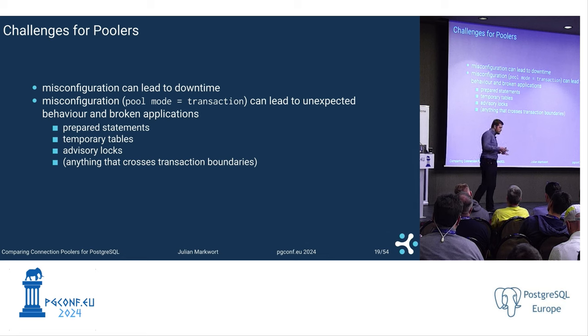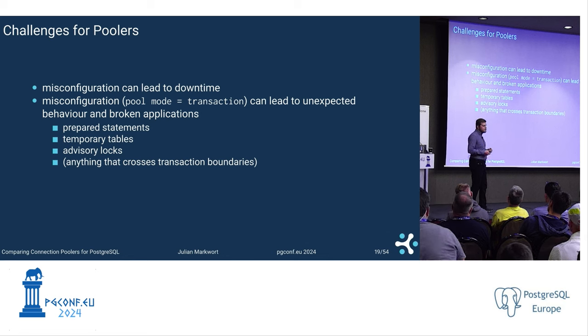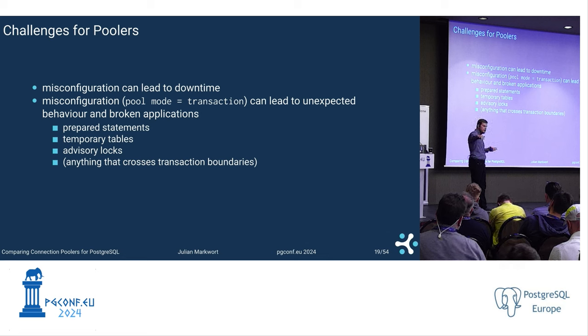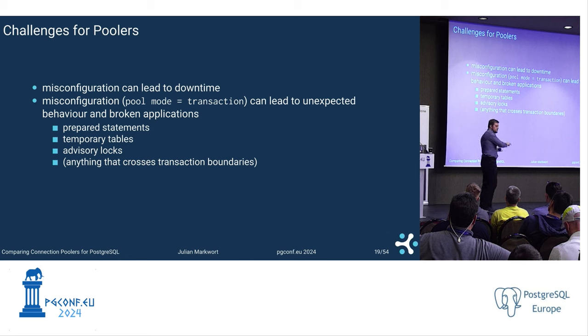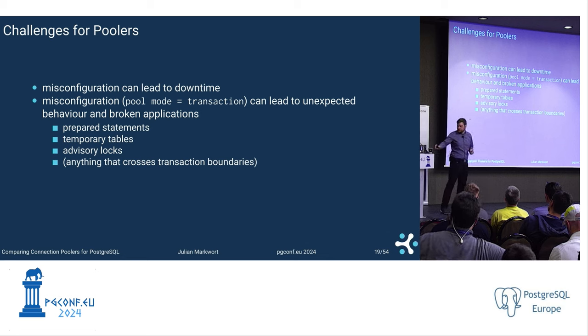Well, maybe I should explain the idea of the transaction pooling. The usual pooling mode is that you pool sessions, connections. So the application opens a connection to the pooler. The pooler then routes that connection through to the database. And when the application is eventually done using that connection, it closes its connection to the pooler. But the pooler can keep its connection to the database and then give that connection to some other client connection that is coming in.